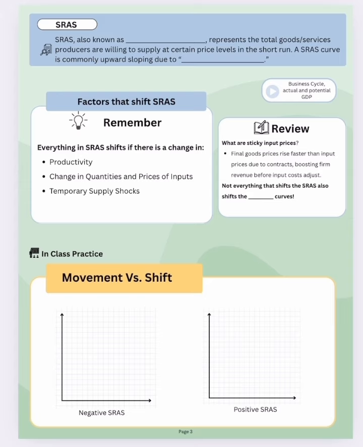A good example is salary paid to workers. If prices of products go up, the company makes more money without having to pay the workers more, since they have a contract of a certain salary per year.